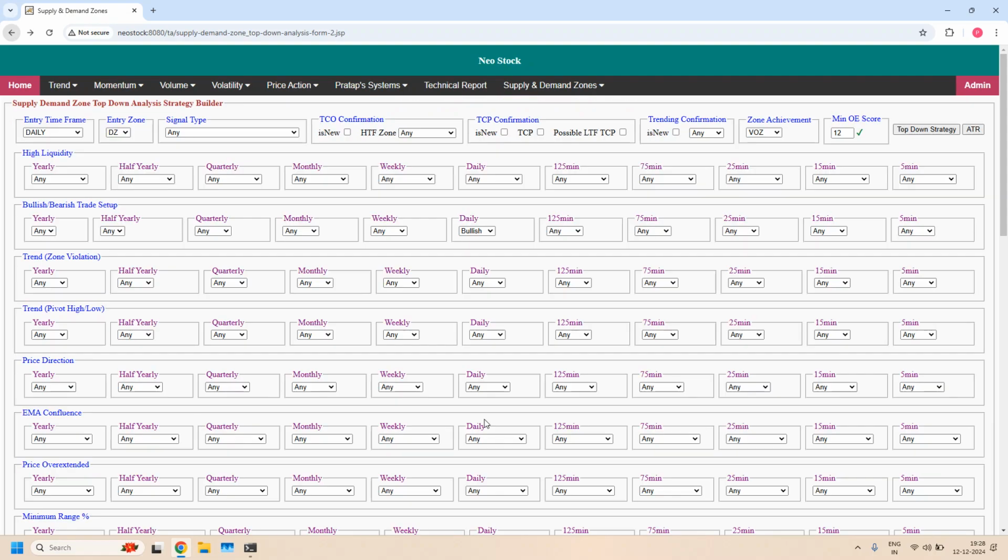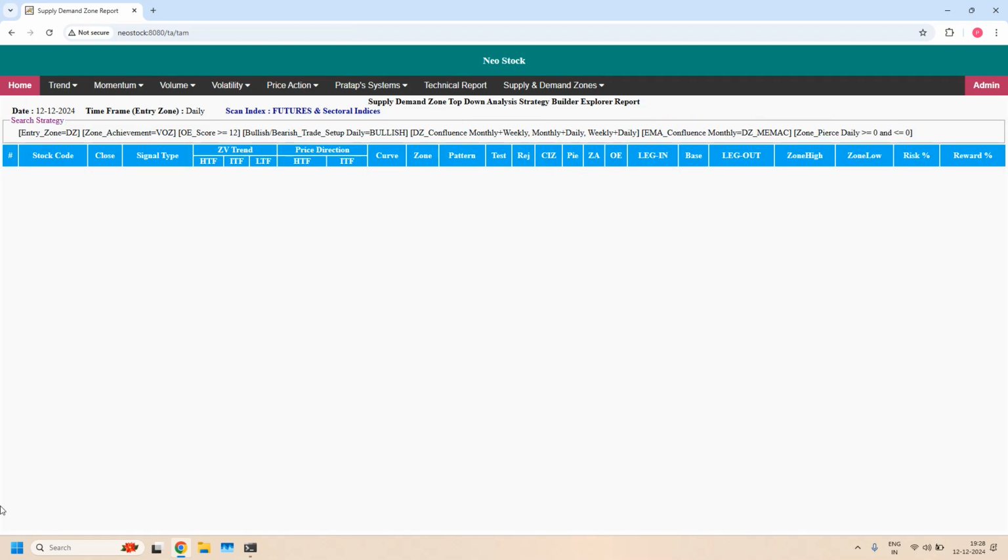Let's verify. In the EMA confluence at monthly time frame, because daily and weekly together are part of the monthly zone, that's why we are looking for monthly demand zone with monthly EMA confluence. These strategies you learned in lesson 27. So none of those stocks are having monthly EMA confluence. No issues. So this is about bullish trade setup for monthly income trade.